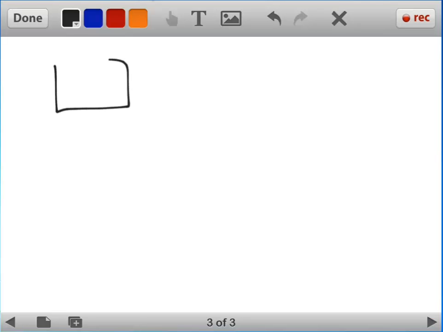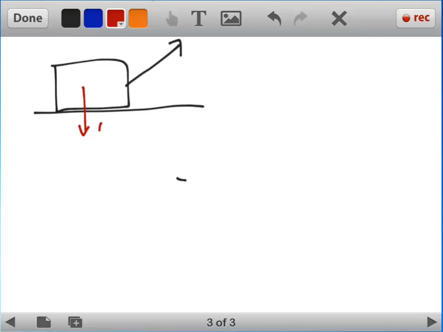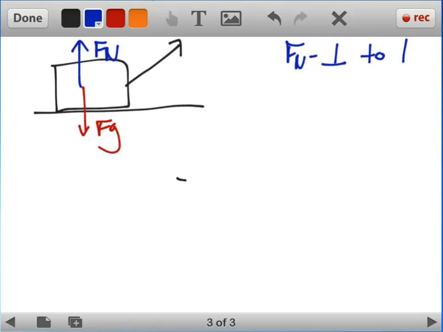Okay, we have a box, but somebody applies a force this way. We want to label all our forces and then see what we can do with that. So again, gravity pulls down. The normal force pushes back up. The normal force is always perpendicular to the surface. We should remember that, right? Normal force is perpendicular to the surface that exerts it. And so if the surface is horizontal, the normal force is straight up. But if the surface is at an angle, then the normal force is also at an angle.